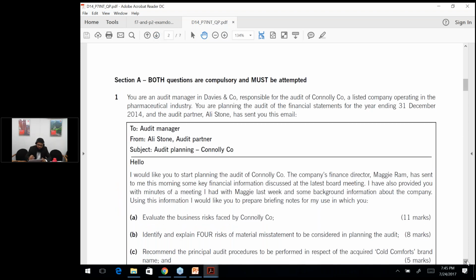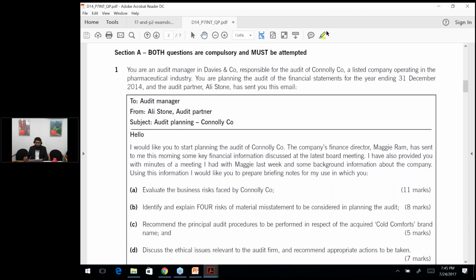Now I'm going to go through this question together with you. For the future, we would leave it to you to go through the questions, and then we can discuss the answer. So the question says, you are an audit manager in Davies and Company responsible for the audit of Connolly Company, which is a listed company. Always highlight a few important areas: a listed company operating in the pharmaceutical industry. Whenever we talk about the pharmaceutical industry, it's always a risky industry. You are planning the audit of the financials for the year ending 31st December 2014, and the audit partner Ali Stone has sent you this email.